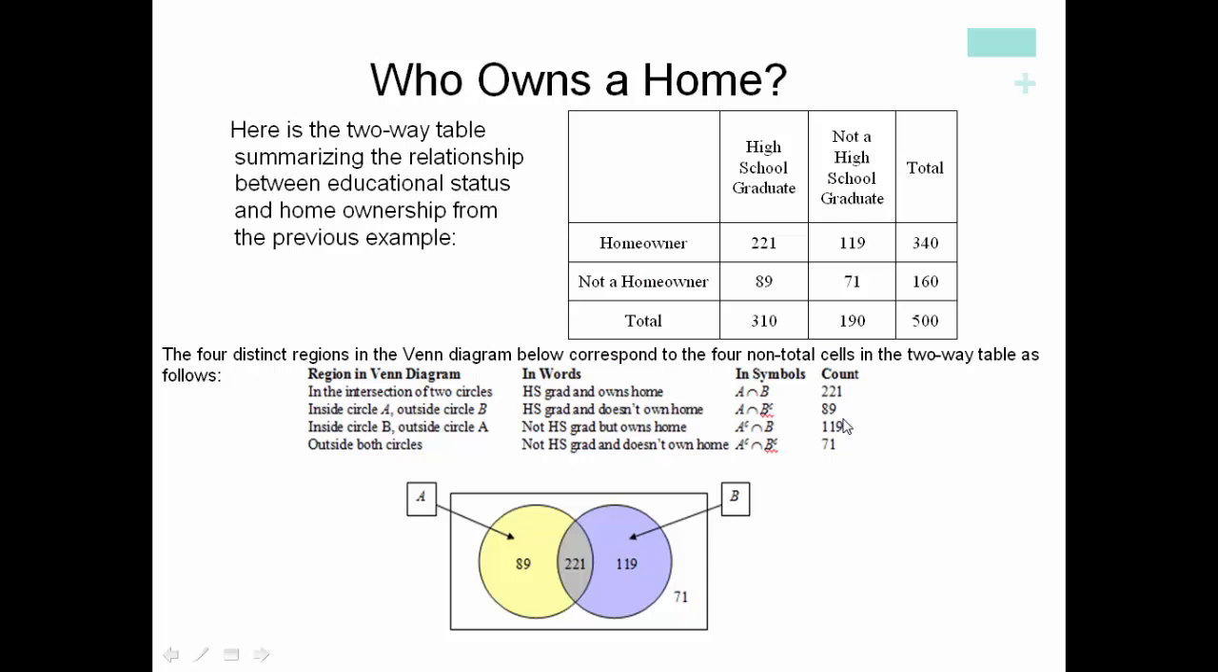Here's another example from the homeowner and high school graduate. This time, high school graduate and owns a home is 221. High school graduate and doesn't own a home is A intersect B complement, 89. Not high school graduate but owns a home would be A complement intersect B, which is 119. And not high school graduate and doesn't own a home would be A complement intersect B complement, and that's outside both circles, 71.